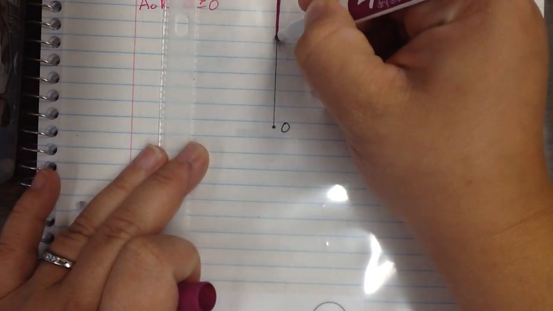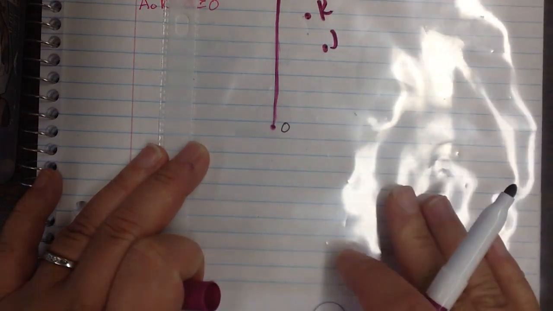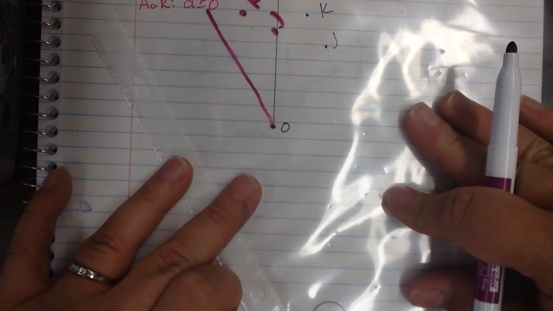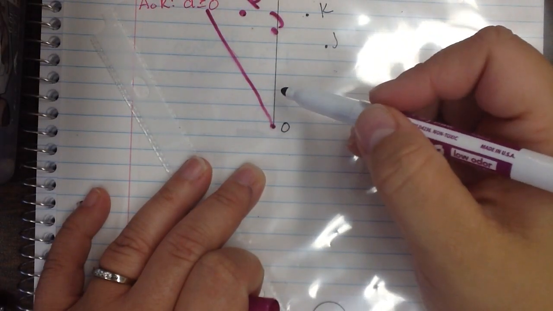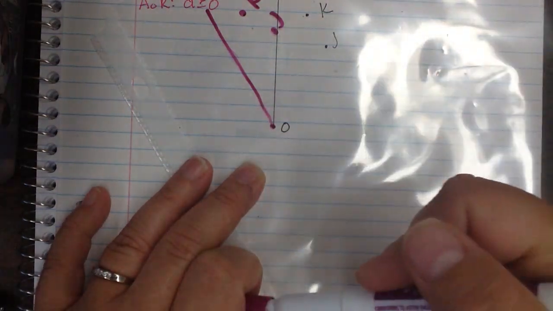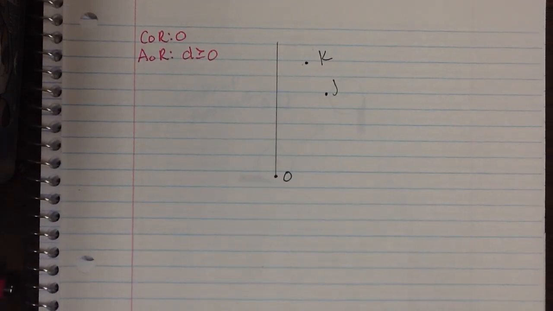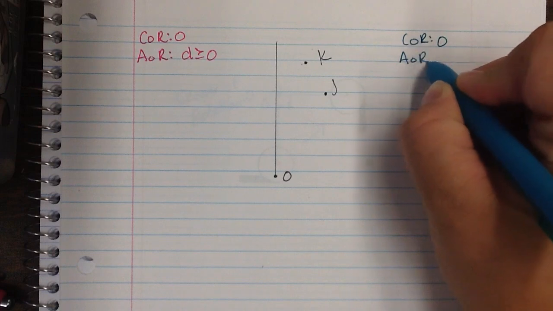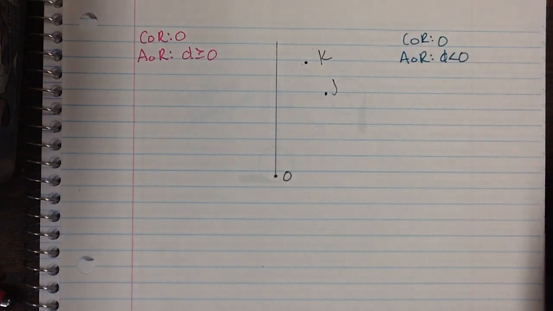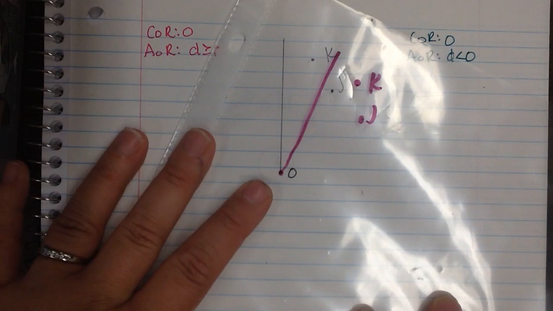So for this problem, we're going to start here. We have K and J. Here it would go counterclockwise, just like this. If we were to change this and say that our center of rotation is still O and our angle of rotation is D is less than 0, we would just go clockwise. We can move our shape and our points clockwise, like that.